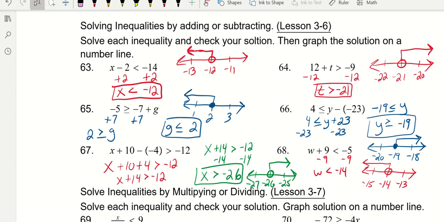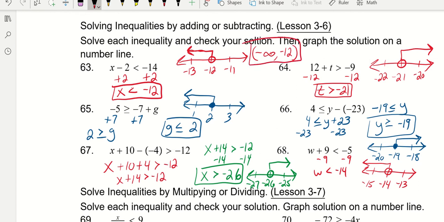We did not do our interval notations. Let's go back and do that now. Back to number 63. All right, we're shading to the left, so we're going all the way to the left. That's our low end, which is negative infinity, and the high end is negative 12. Infinity always gets a parenthesis. That's an open circle, which means that gets a parenthesis as well.